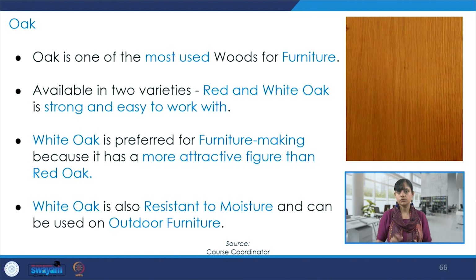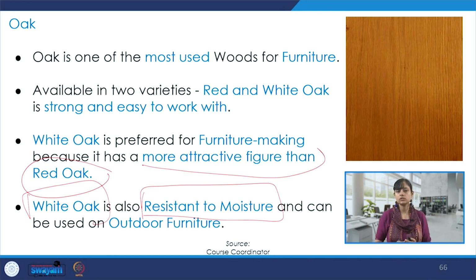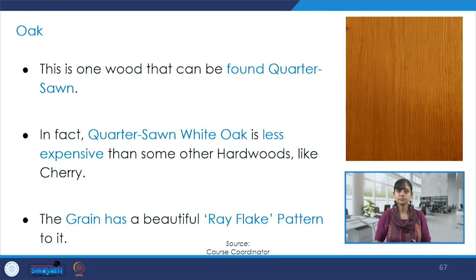Oak is one of the most used woods for furniture. It's available in two popular varieties, red and white oak. Quite strong, easy to work with. White oak is preferred for furniture making because it has a more attractive figure than the red oak. So sometimes, based on the grain structure, figure and appearance, of course, we decide whether we are going to use it for furniture making or for other purposes. White oak is also resistant to moisture and therefore it can be used for outdoor furniture also. So it's again an excellent choice.